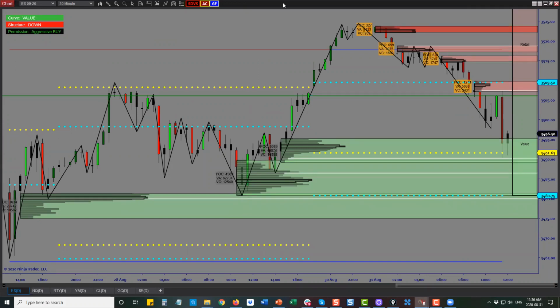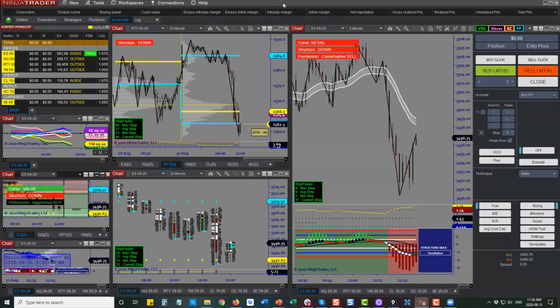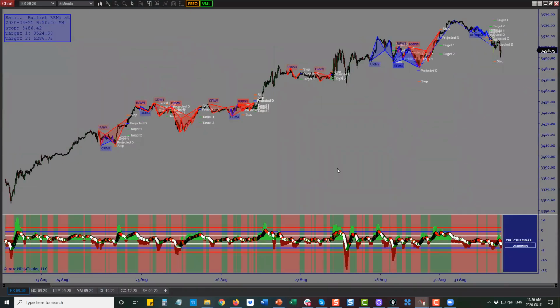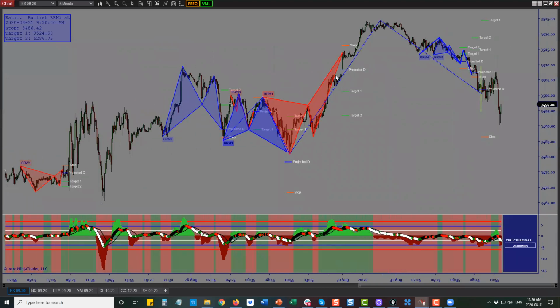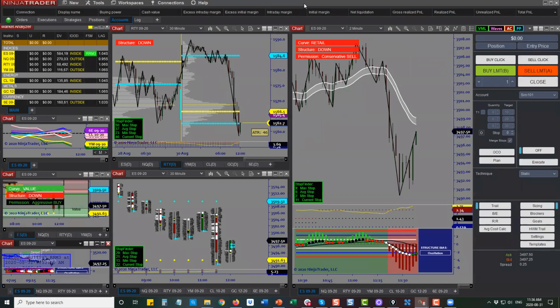Okay, so you can see that we have a lot of different tools that we incorporate in what we're doing, and we're going to look at that. Another thing too is we like to scan the market for ratios. We have an automated scanner that scans for mathematical pattern recognition, and we're going to teach you how to read those as well.